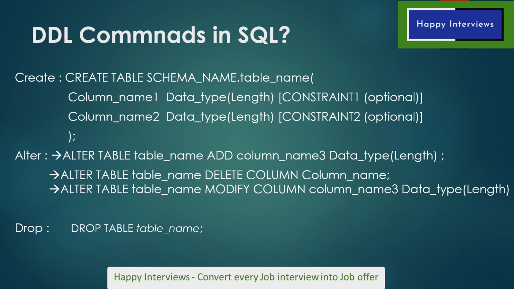Then comes alter. In alter table, table name, add column name, data type, and the length. There are three functions that we can do in alter: we can add a column, we can delete a column, and we can modify a column, like changing the data type or the length of a particular column. And then comes drop table, table name. It's simple, there is no where condition or anything here. It's just drop table, table name.